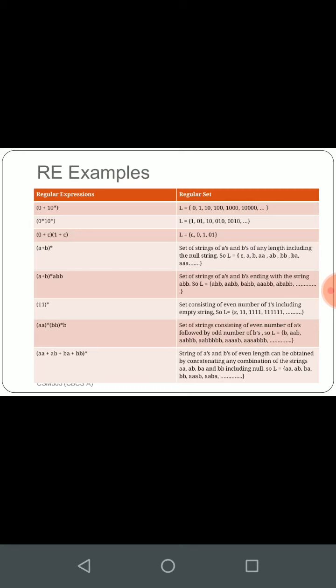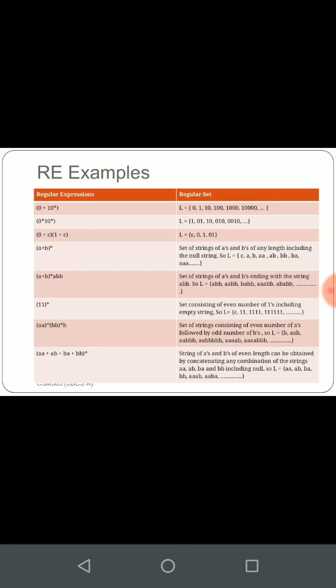Next another example is given, 0 star 1 0 star. So what is the meaning of it? Middle means 1 will be there, it can be preceded by any number of zeros, it can be followed by any number of zeros, and that number can be null as well. So the minimal string can be 1, then what can be another string? 0 1. What can be another string? 1 0, right? Or 0 1 0, then 0 0 1 0 or 0 0 1 0 0, anything.